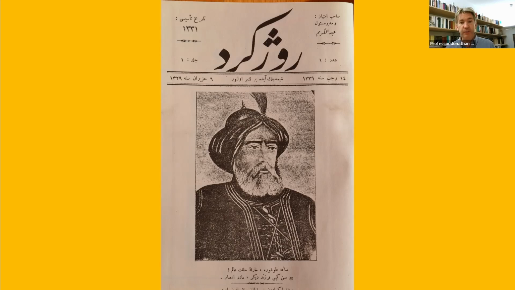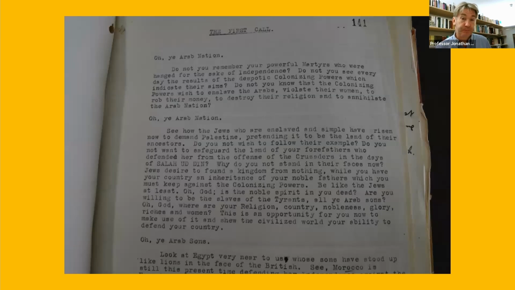These plays are very widely performed, and also ideas like Arab nationalism start coming to the fore, or nationalism more generally. What you see in front of you is an example of Kurdish nationalism. This is 1913, the first issue of the Daily Kurd. Of course you knew that. And who's the man on the cover? Of course, it's Saladin, the most famous Kurd in history.